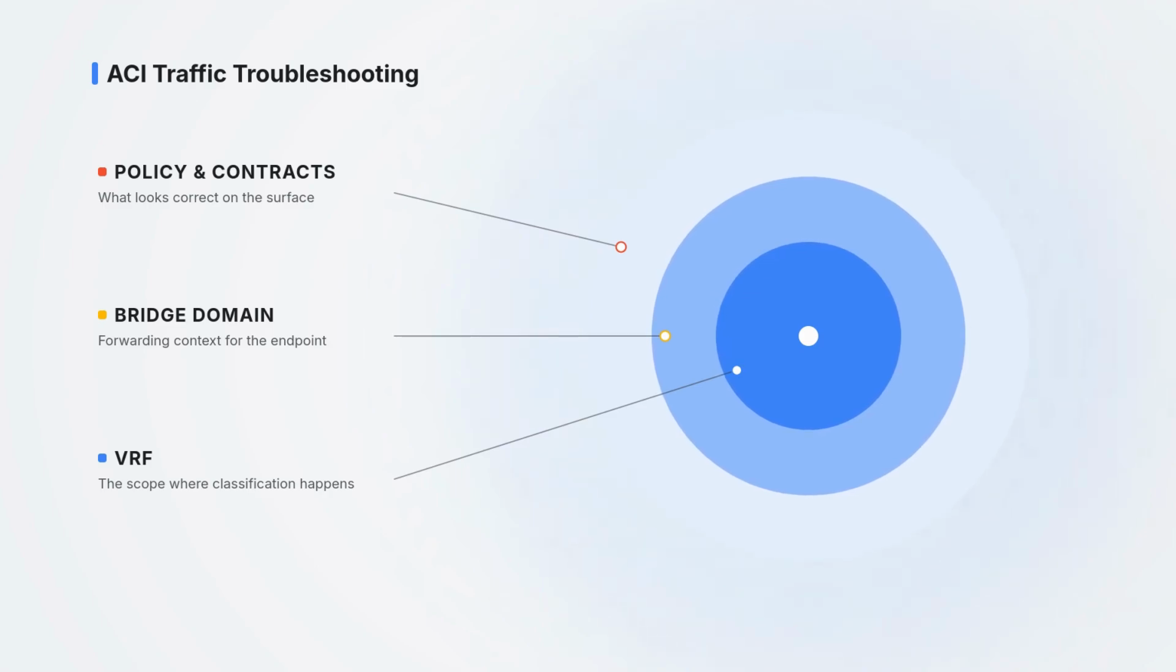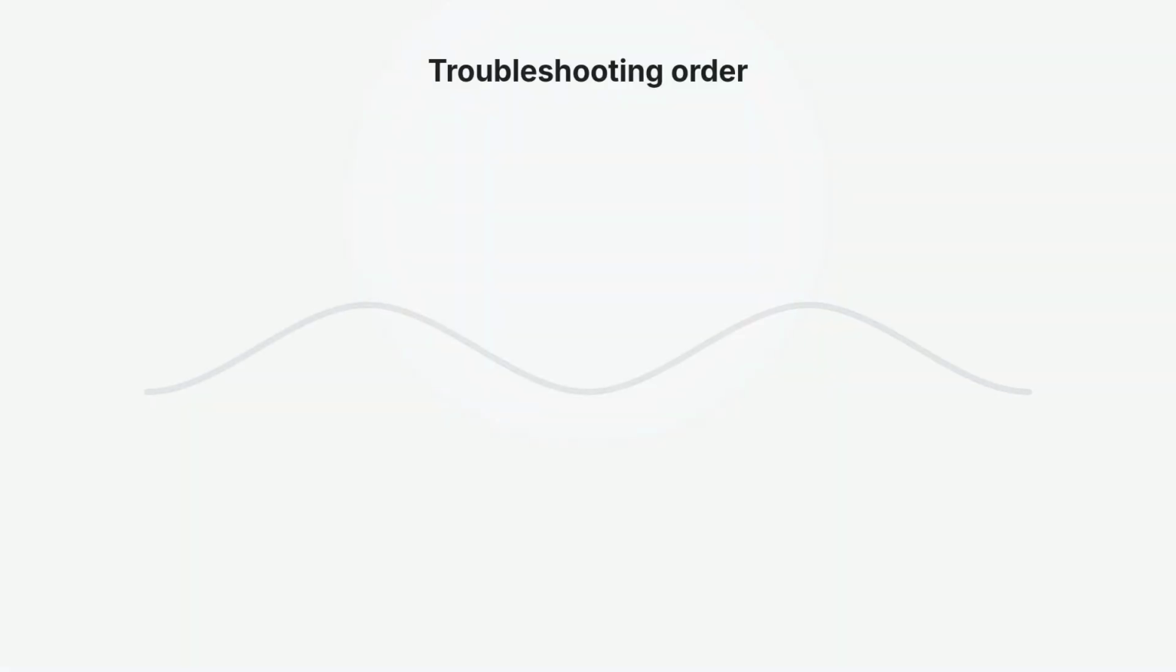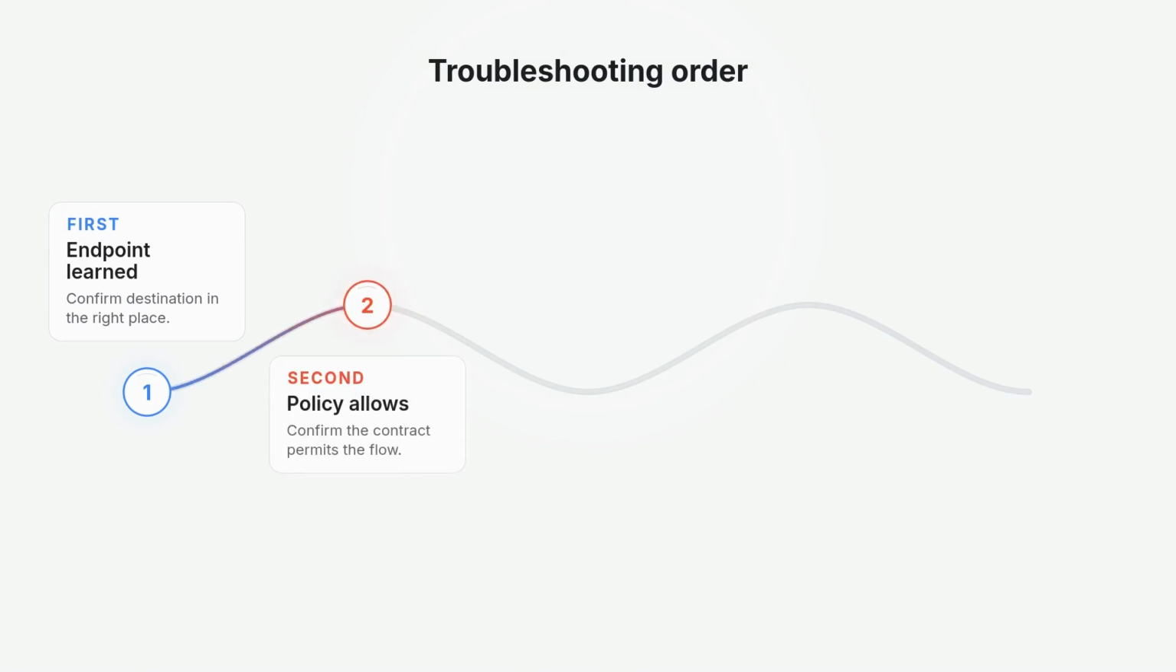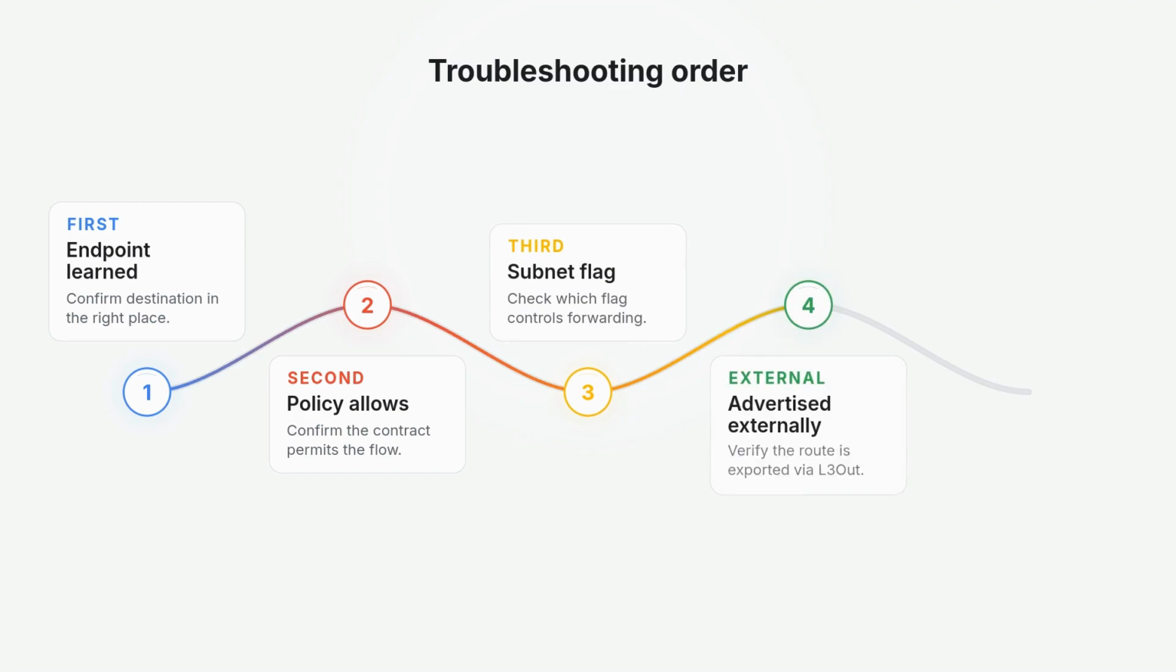Practical takeaway: confirm bridge domain and VRF first, then trust what policy is telling you. Here's the cleaner troubleshooting order. First, confirm the destination endpoint is learned in the right place. Second, confirm policy should allow the flow. Third, check which subnet flag controls the forwarding decision. If the path depends on external reachability, verify advertised externally.